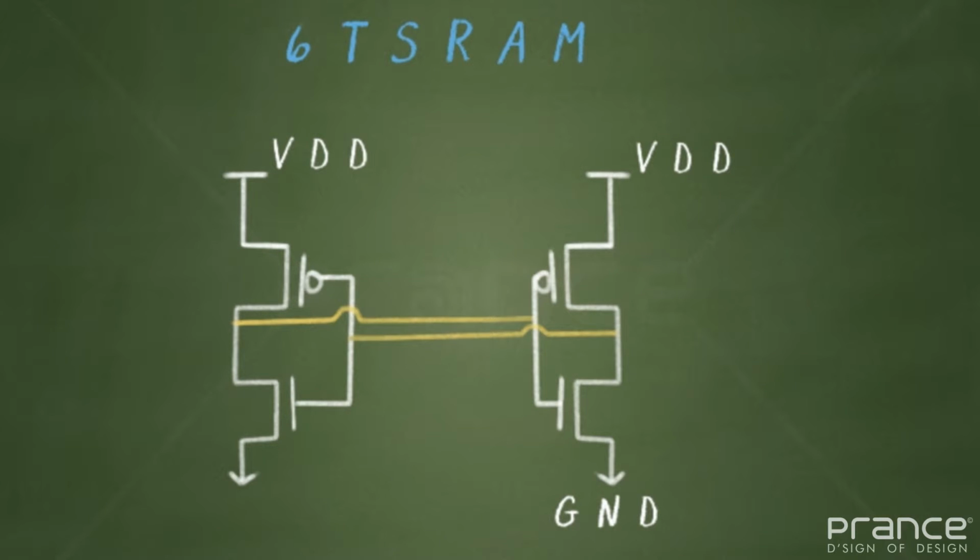Now let's name these inverters as well. Let's call this inverter 1. Let's call this inverter 2. Let's label all the transistors. Let this be P1. Let this be P2. Let this be N1. Let this be N2. Let's call this node as node A and this node as node B.